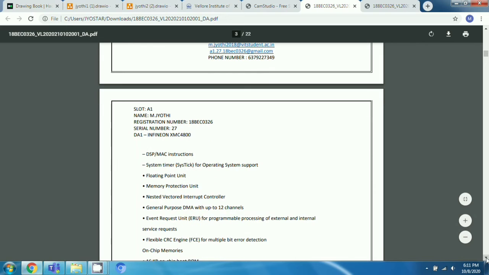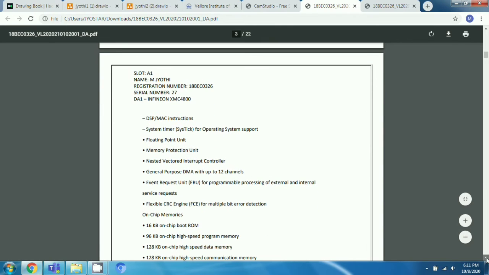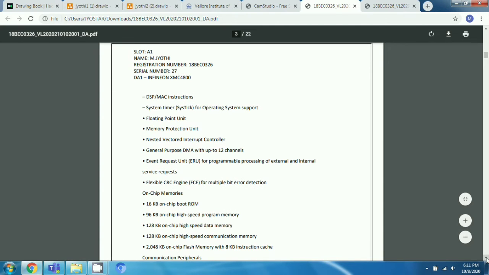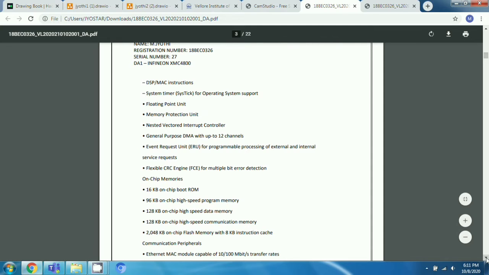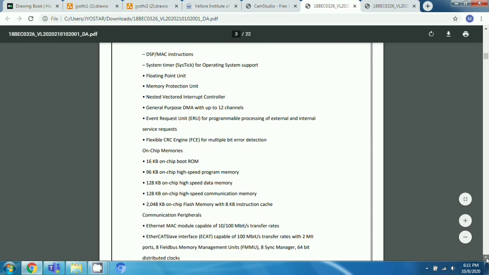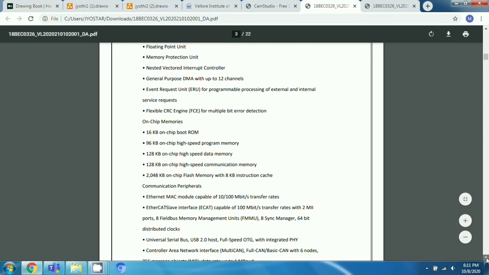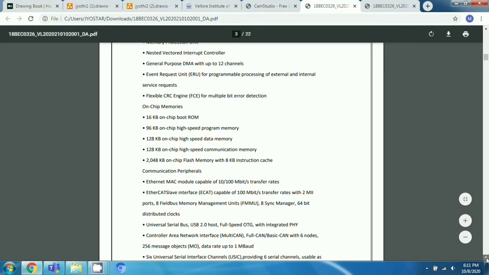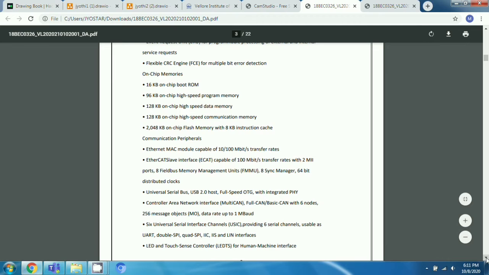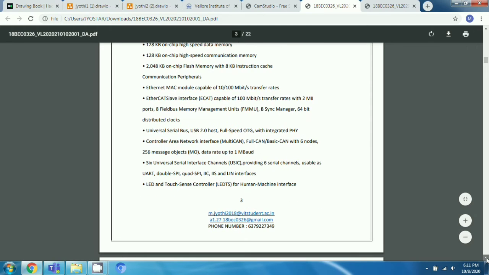And to explain about the chip, it has 16 KB on-chip boot ROM, 96 KB on-chip high-speed program memory, 128 KB on-chip high-speed data memory, 128 KB on-chip high-speed communication memory, etc., as given here. So coming to the other specifications, it has a die temperature sensor, a watchdog timer, position interfaces, a real-time clock module, and it has ports.